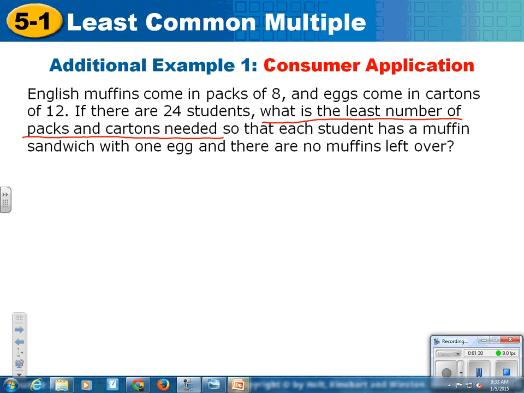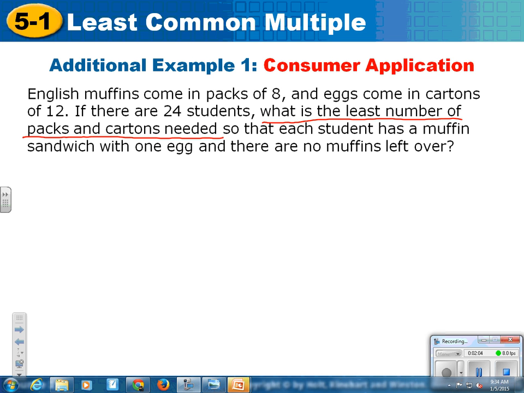So if you're looking at this problem and you go, okay, I'm going to have an answer like so many number of packs and so many number of cartons. If you can understand that, you're doing great. The first job that you guys have is understand the question. What is the least number of packs and cartons needed? Well, it said English muffin comes in packs of 8 and eggs come in cartons of 12. If there are 24 students, what's the least number of packs? Each student has a muffin sandwich.